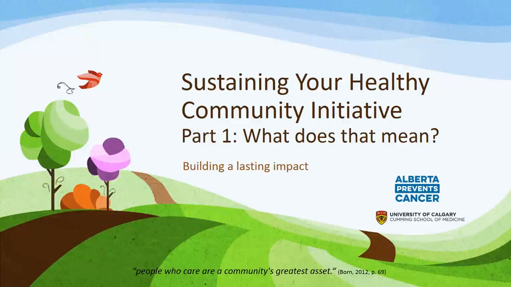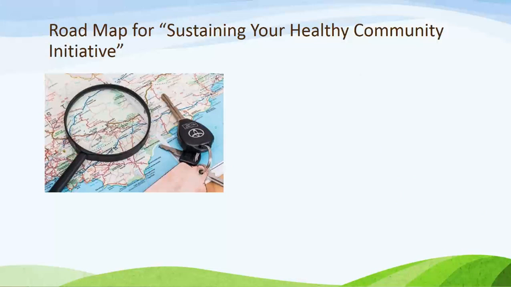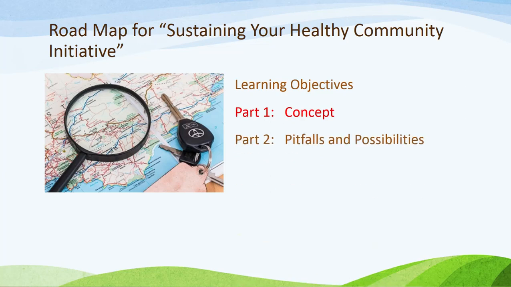What does that mean? So we've got a roadmap here for you, Sustaining Your Healthy Community Initiative. At the end of this series, you should be able to take what you've learned, have some examples and tools to apply it to drive positive change in your community and to measure your results. We'll start with part 1. Part 2 covers some pitfalls and possibilities of the approach. Part 3 helps you walk through some planning. At the end, you'll find some resources and a feedback form. We'd love to hear from you. As you walk through the slides, videos, and web links, just click on your mouse or arrow keys to advance to the next frame. Let's get started.